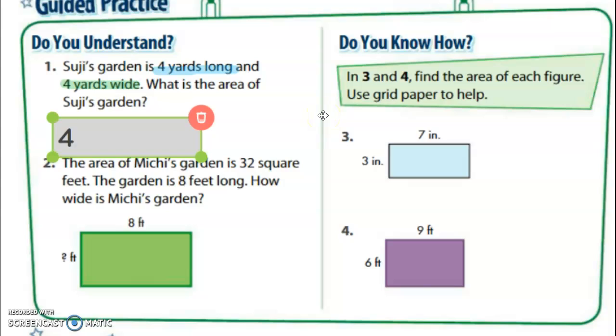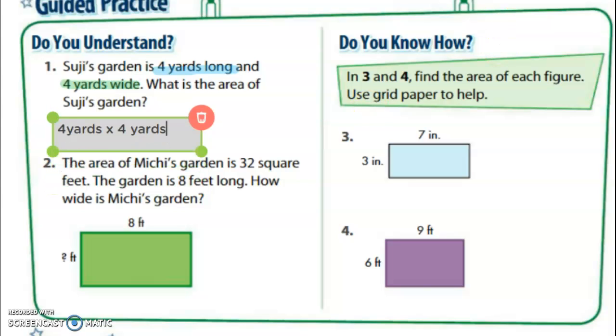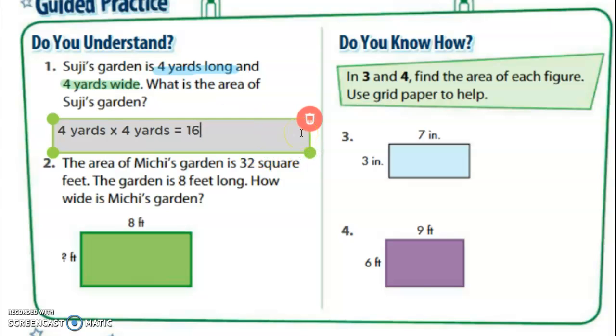So I know that 4 yards times 3 yards equals area. Make sure you're typing this out with me. Now I know because I've been practicing my 4s that 4 times 3 equals 12. Now I'm not done because area is always in squared units. So it's 12 squared, and our units are yards, squared yards. Make sure you have this typed out.